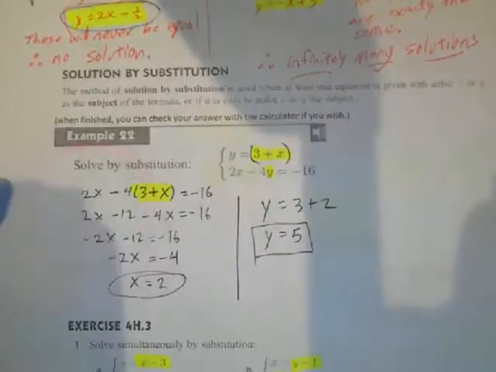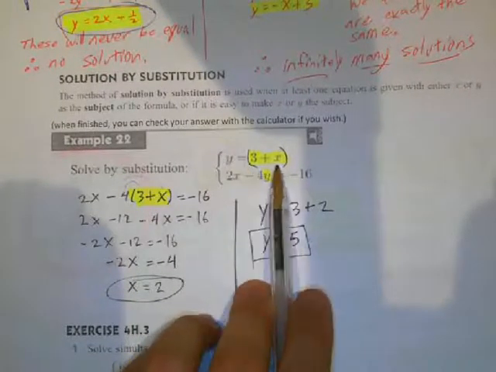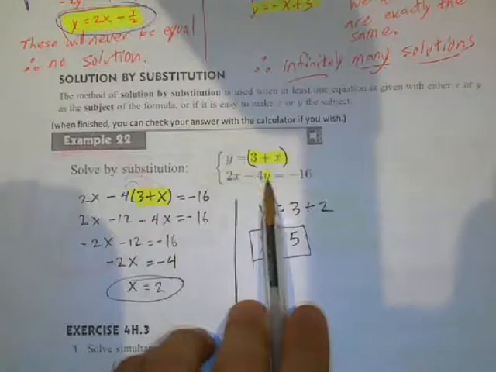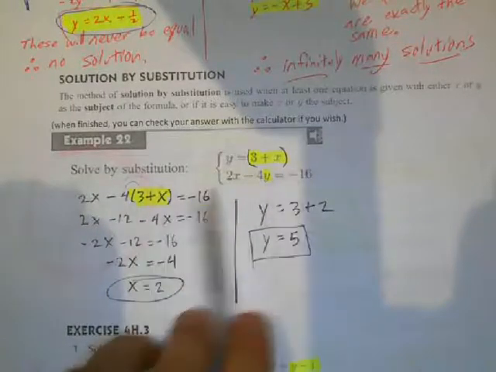Now let's talk about how to do substitution. Okay, so I get y equals 3 plus x, and 2x minus 4y equals negative 16. What I'm going to do is here's the second equation.